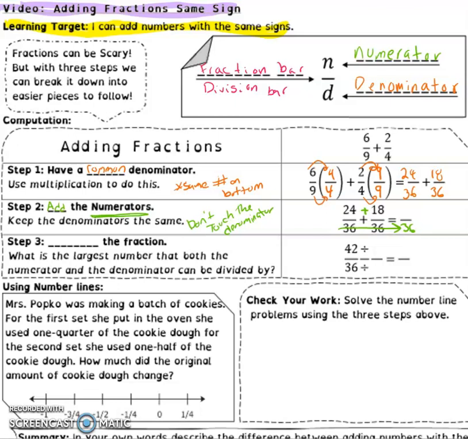You don't do anything else to the bottom anymore. So 24 plus 18, we get 42. And now we have a whole brand new fraction, 42 over 36. That would be our answer, but we need to check it to make sure that's as small as it gets. So we need to do what we call simplify the fraction.